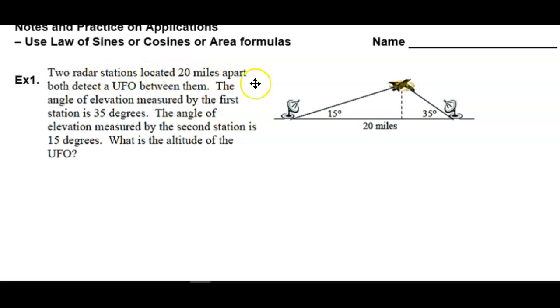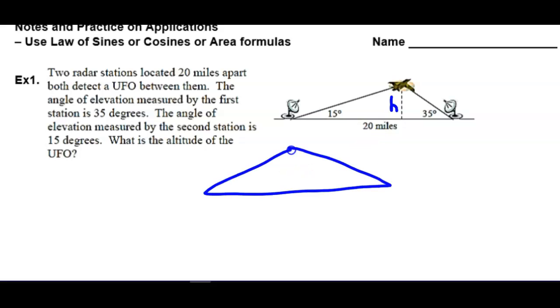Two radar stations are located 20 miles apart, and they both detect a UFO in between them somewhere. The angle of elevation from the first station is 35 degrees and the second is 15 degrees. What is the altitude of the UFO? We did a question like this in the notes on law of sines. This is a 2-step process. You have to first treat this as one giant triangle because this does not split this evenly. You have no idea. All you know is this is a total of 20 down here.